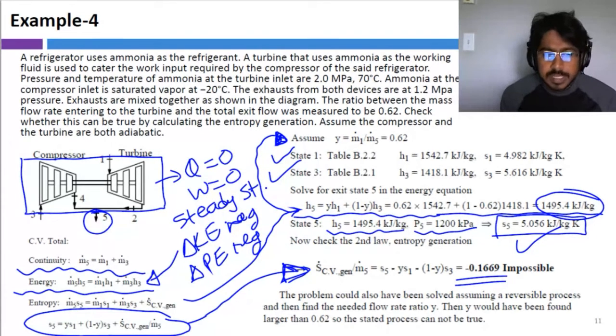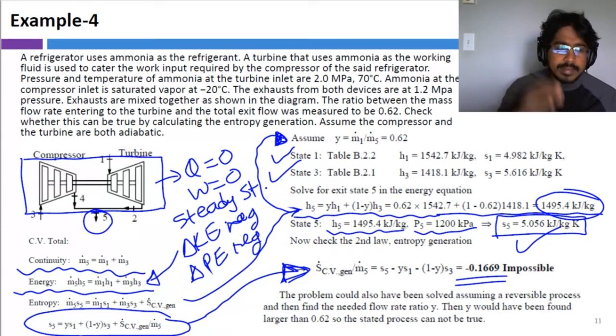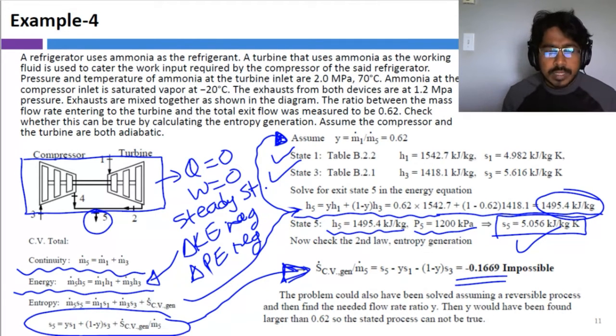Entropy generation and entropy change are two different things. Entropy change can be negative. It's fine. If you have state 1 and state 2 and two entropy values, the entropy change can be negative. But entropy generation cannot be negative. I have one more thing to highlight. In this question, we did not know the absolute mass flow rates, but we knew the ratios between the mass flow rates. So we completed this entire question just knowing the ratios, right?